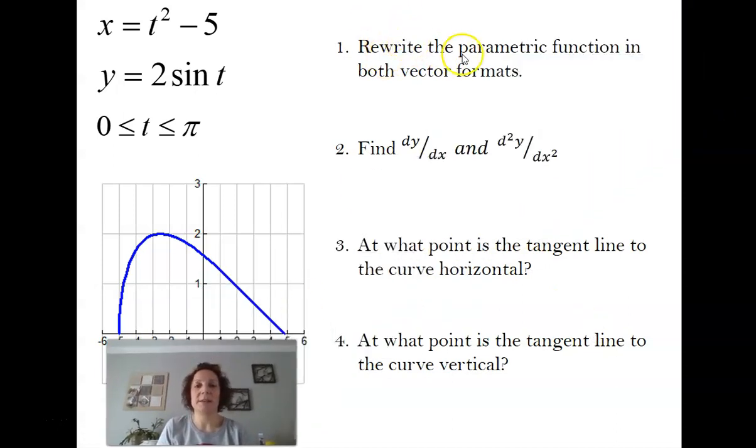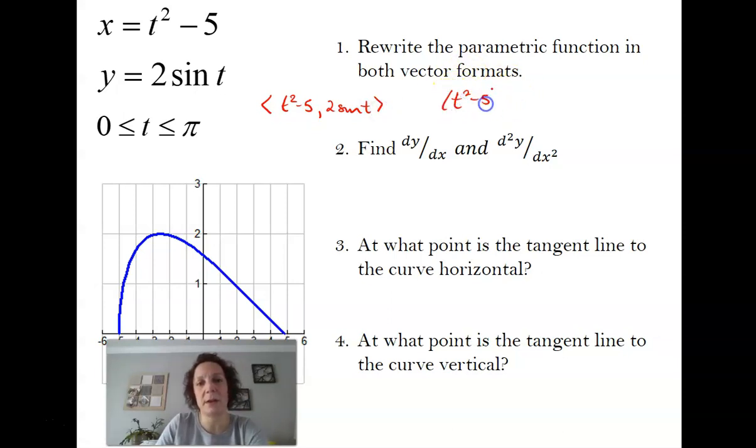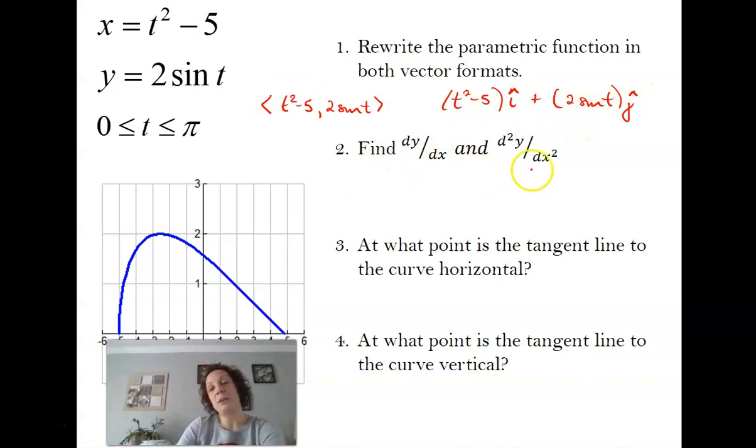Okay, so number 1, it says rewrite the parametric in both vector format. So I want to write it with my little pointy brackets: t squared minus 5, 2 sine t. And I also want to write it in ijk, so I will write (t squared minus 5) i plus 2 sine t j. In 1, 2, 3, 3 ways to look at it. If I want to find the derivative, I need to take dx/dt over dy/dt. Why do I feel like I'm not going to have enough space?